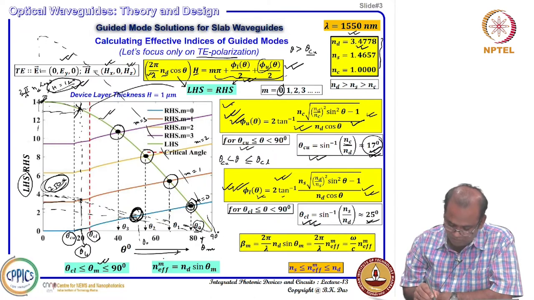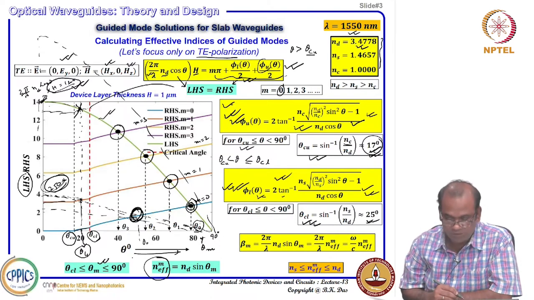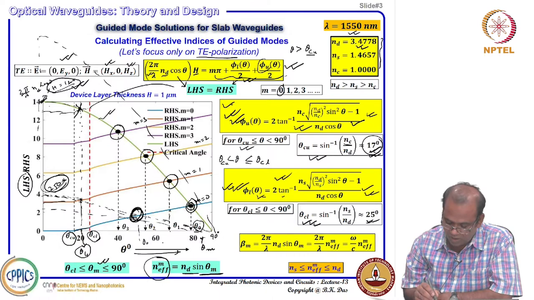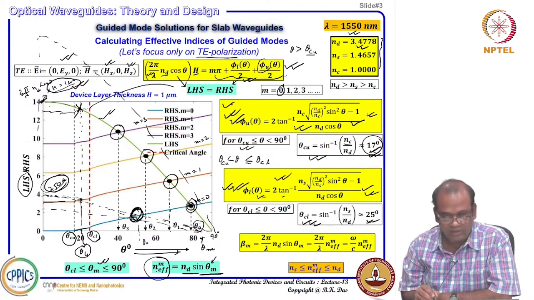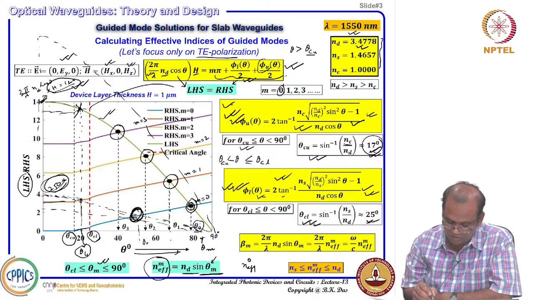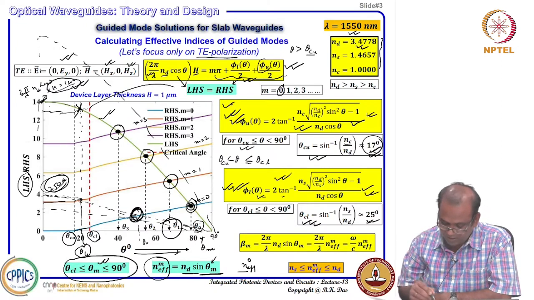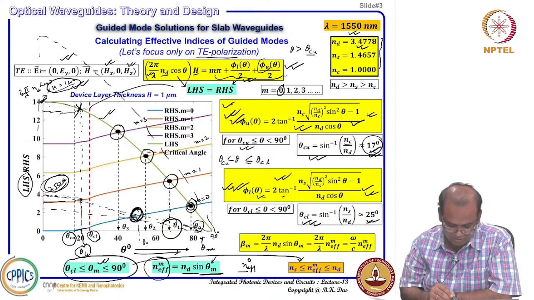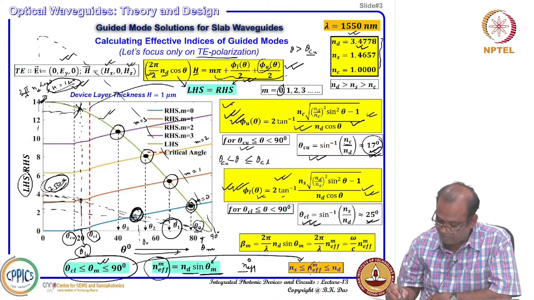And we have defined an effective index of the guided mode for the mth solution. N effective m is nothing but n d sin theta m. So, once you put the theta value, you get the effective index: if you put theta naught, you get n effective 0; for m equal to 1, theta 1 solution, you get n effective 1, something like that. And since this condition holds, we find theta critical is sin inverse of N S by N D, so n effective m must be less than or equal to N D and greater than or equal to N S.